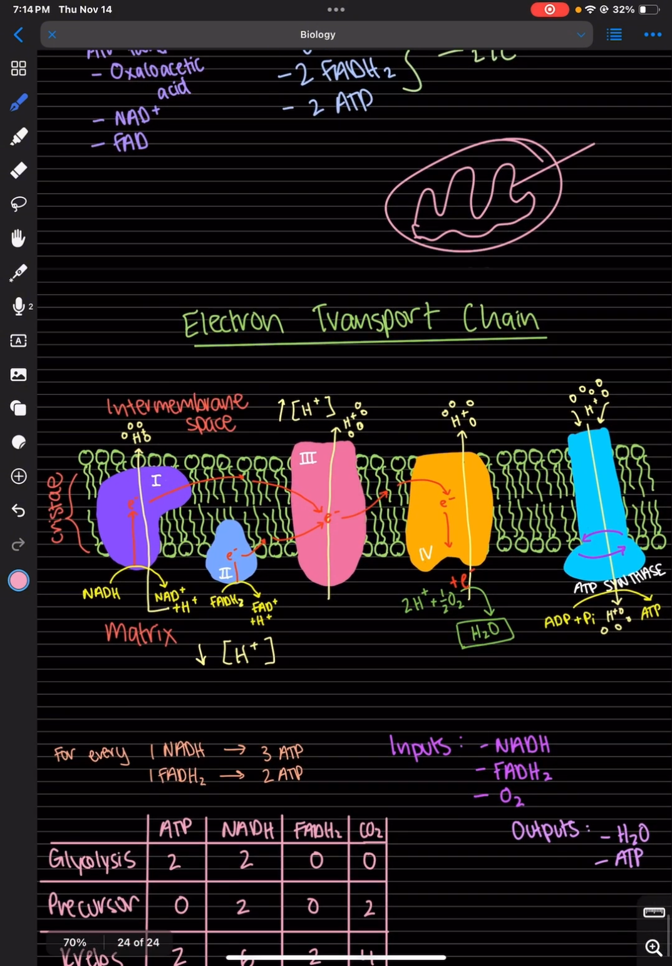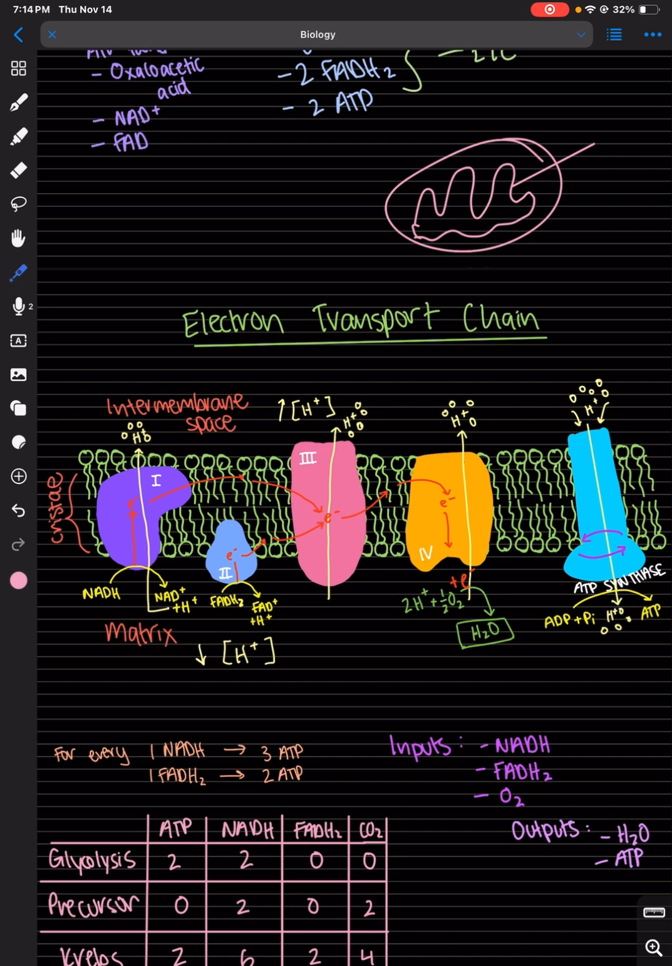And the cristae is a phospholipid bilayer. As I drew it right here, it's made of phosphates, right? And on top of it is the intermembrane space up here, and below it is the matrix. And then all of these complexes are on the cristae. So right here, we see a complex labeled Roman numeral 1, 2, 3, 4, and then we have a protein called ATP synthase.